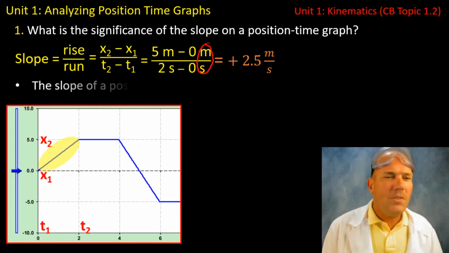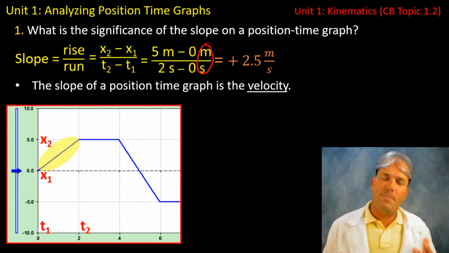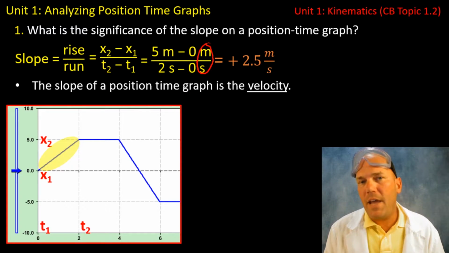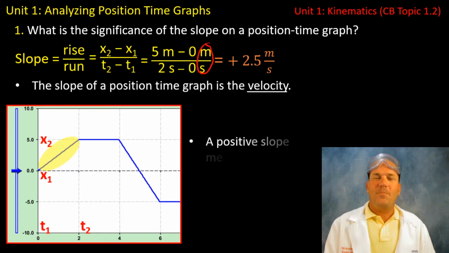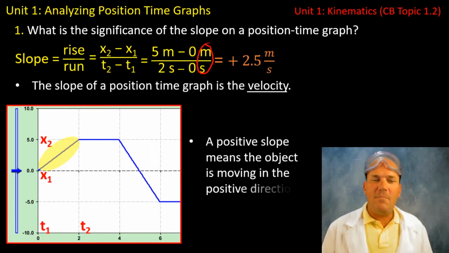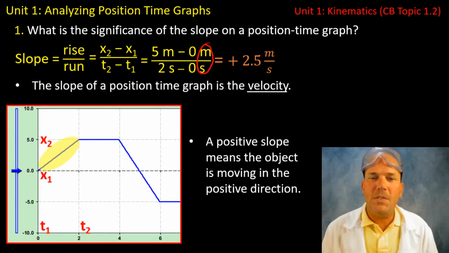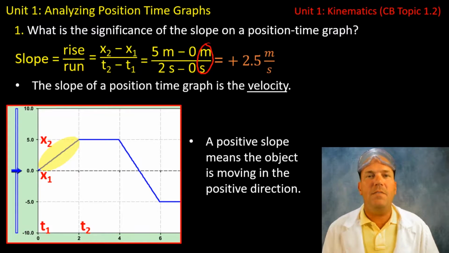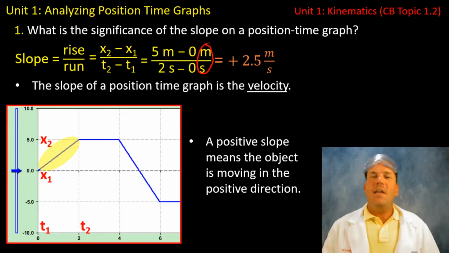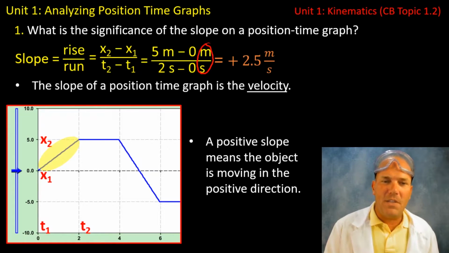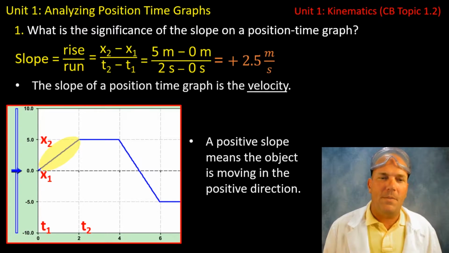So it should be no surprise that the slope of a position time graph is actually going to give you the velocity. So in this first segment between 0 and 2 seconds, we see it has a positive slope. And that means the object is moving in the positive direction, which in this simulation was off to the right.